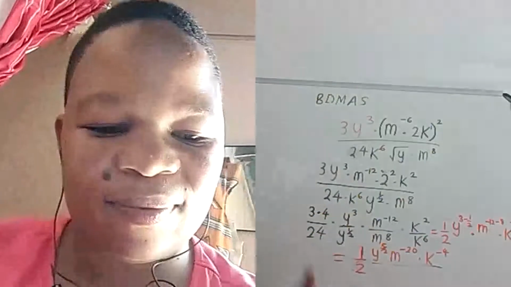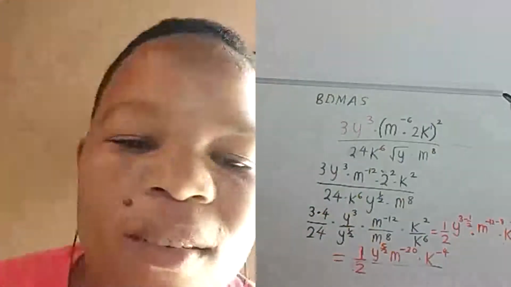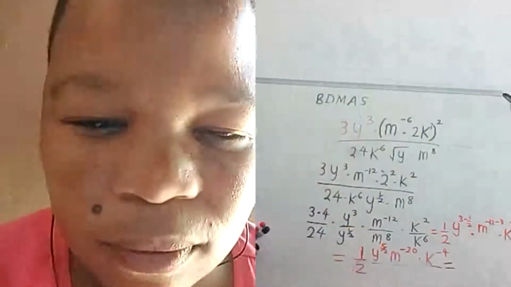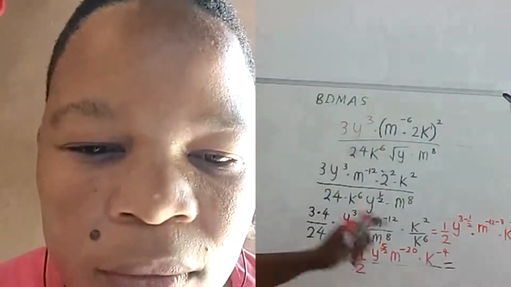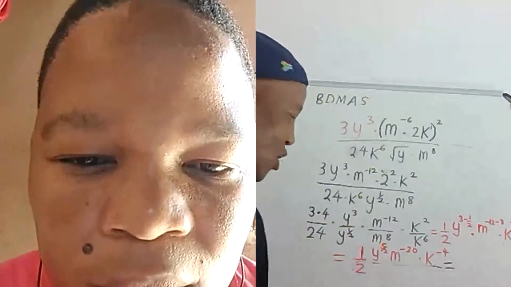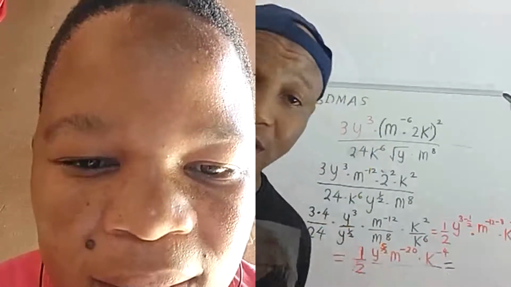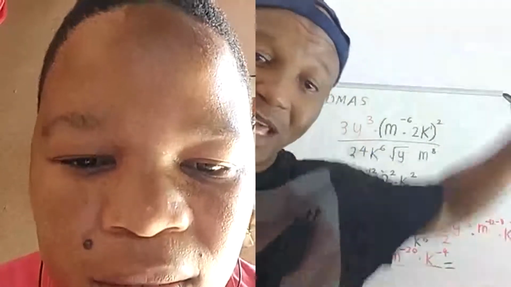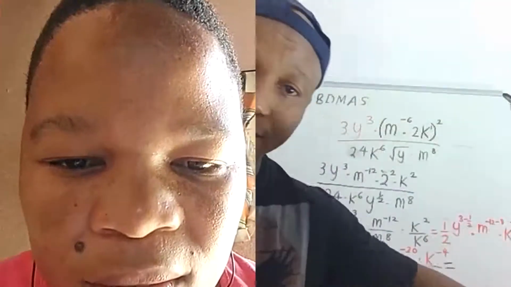Okay. You know why we do that? I'll show you now why we do that. You see why I say that. Okay. So this is a final answer, but we cannot leave a final answer with an exponential. So we're going to reciprocate those ones with a negative power.